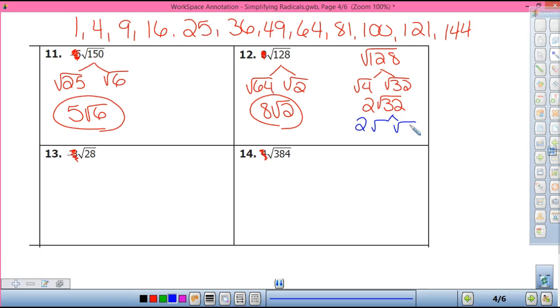But we can still do it this way. Yeah, so now we're 16 and 2. So 2 times 4 root 2, so what's 2 times 4? So 8 root 2. So did we still get to the same answer? Yep, we just had to take an extra step, right? Okay, but we're always trying to look for our biggest one. It'll save us some time.